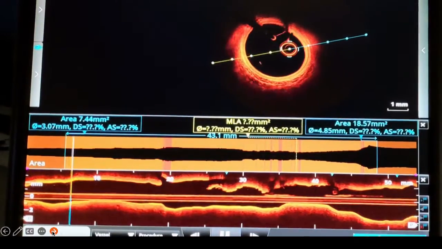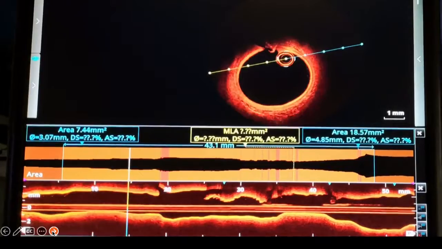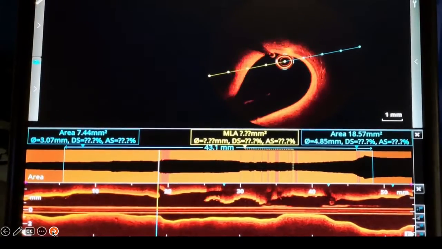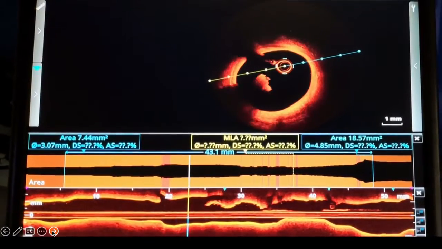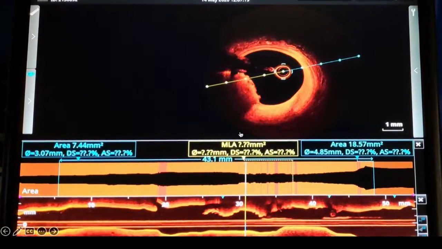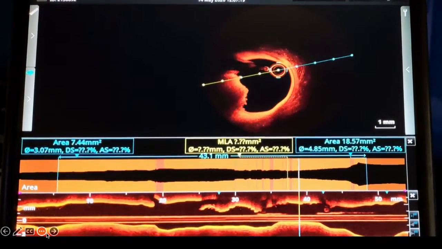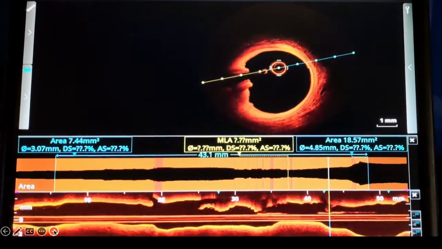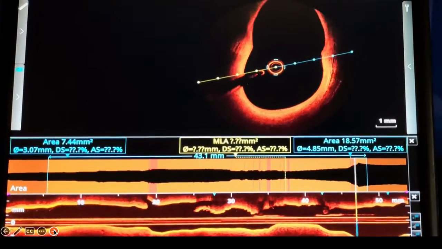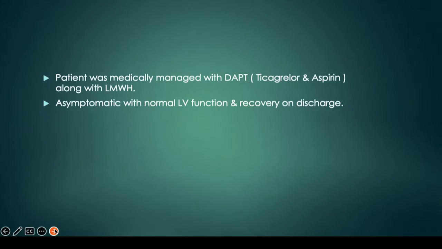We did the imaging here. And what we found was a classical plaque erosion. This is the classical plaque erosion, no necrotic core, no rupture. So this patient was also saved from the metal jacket of a stent. We just put him on antithrombotic therapy, brought him back, and the results were excellent.